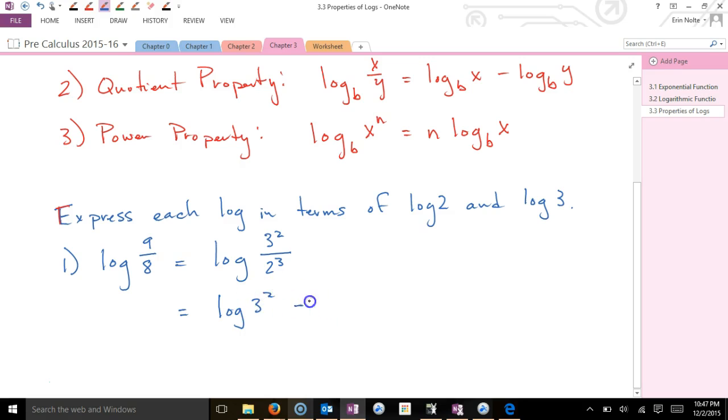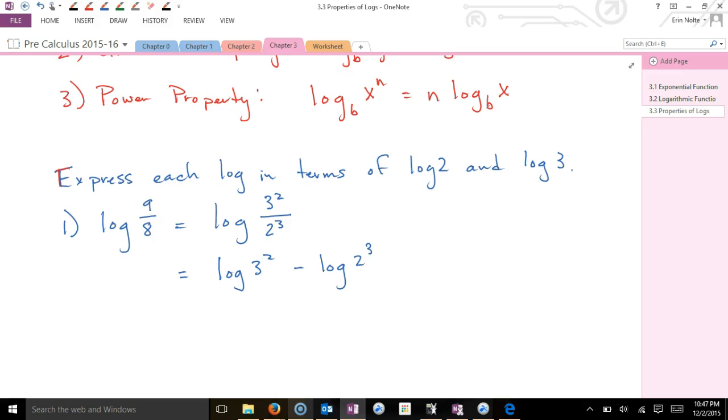Was everybody able to follow what he just did? 2 cubed. So because it's asking you to put it in terms of 2 and 3, the idea is they're going to say, okay, well, the log of 2 is equal to some number, and the log of 3 is equal to this, and now you can't use your calculator to figure out what the log of 9 divided by the log of 8 is.